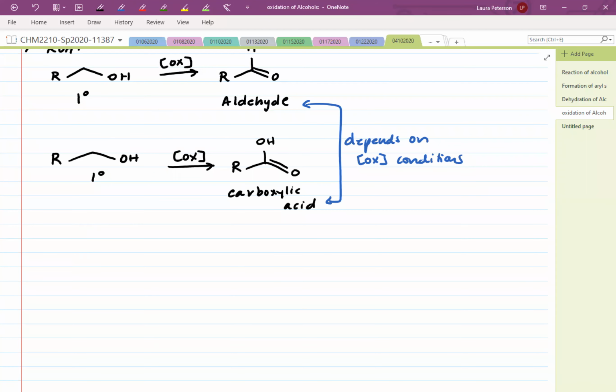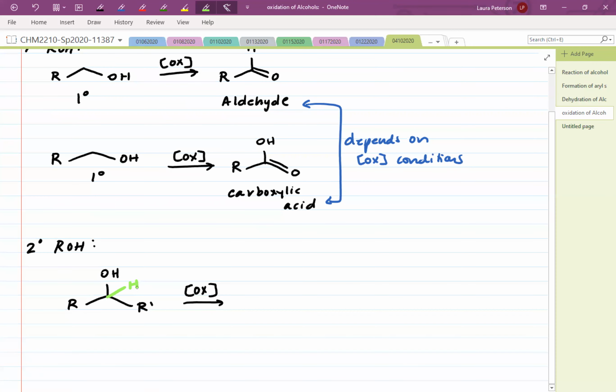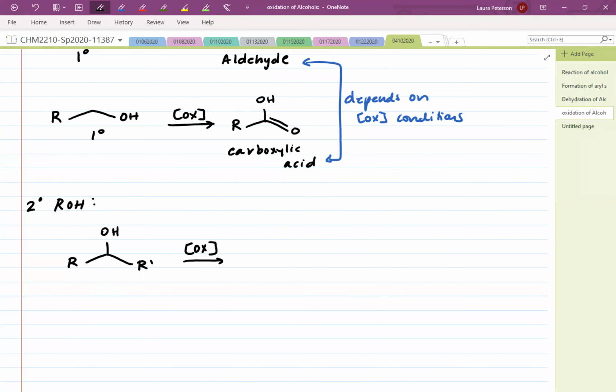So let's look at secondary alcohols next. For secondary alcohols, we would have something like this, our secondary alcohol. The first thing I want to look at is, how many hydrogens are at the carbon that bears the OH? Just one, right? So there's only one candidate hydrogen I could remove here in the oxidation. I'm not going to break a carbon-carbon bond between the carbon and the R group, whatever it happens to be. So there's only one oxidation product possible for secondary alcohols, and that's going to be a ketone.